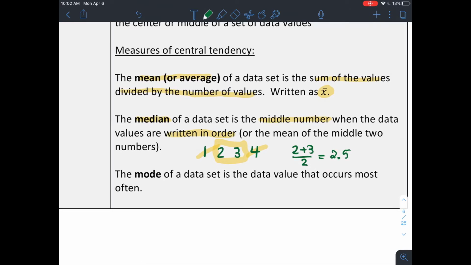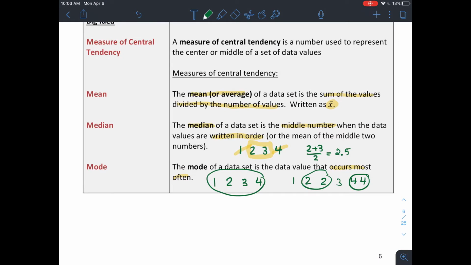Your mode of a data set is the number that occurs most often. So you could have a data set that doesn't have a mode, like if there is no number that occurs more than all the rest of them, like this data set that I did up above. You could also have two modes. So say you have 1, 2, 2, 3, 4, 4. Then both 2 and 4 would be modes of your data set.